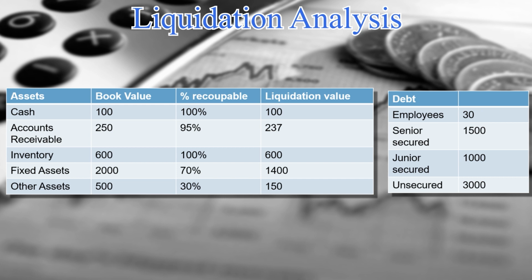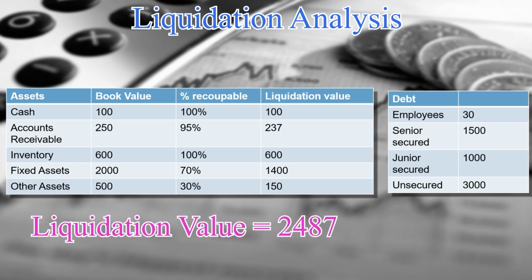Fixed assets: you believe that the company has some good real estate properties. If you want your money quickly, then you are going to be able to recover it with some discount. And for the other assets, you analyze and approximate the recoverable amount that you're going to get. So if you add up all these numbers, you arrive at a liquidation value of about $2,500, and then you begin lining up the creditors.